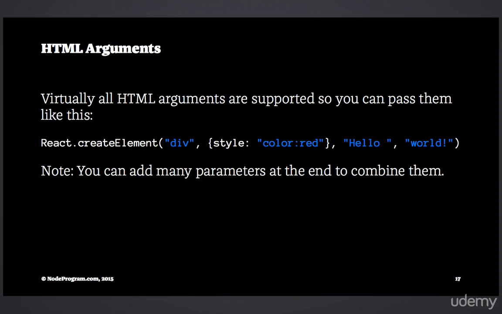So there are ways to provide attributes to your h1, or in this case it's a div. And also you can specify as many parameters at the end as you want. I've added world as a 4th parameter, and React will just concatenate those and it will produce hello space world.